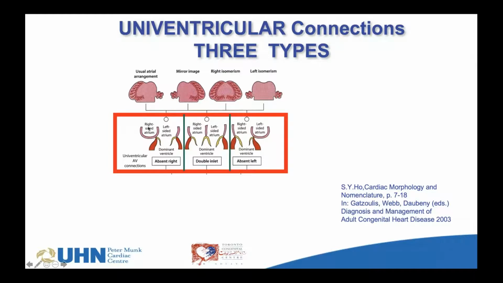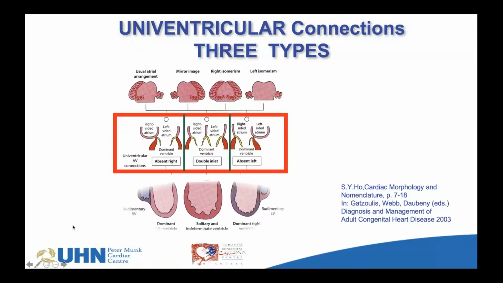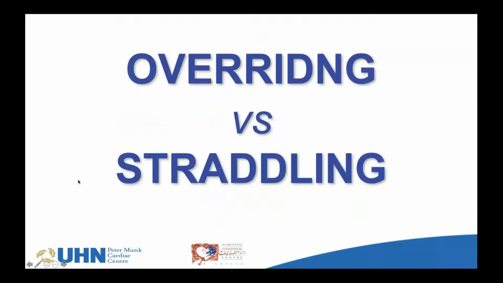You can have to connect. The right-sided AV valve can be absent, or the left-sided AV valve can be absent, or both AV valves can be present. You have a double inlet connection. And the AV connection can connect to a dominant left ventricle or a dominant right ventricle, which is very, very rare, or an indeterminate ventricle. And I don't know if it is now a morphological right or a morphological left ventricle.